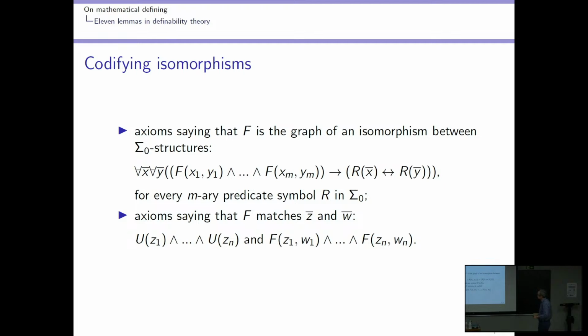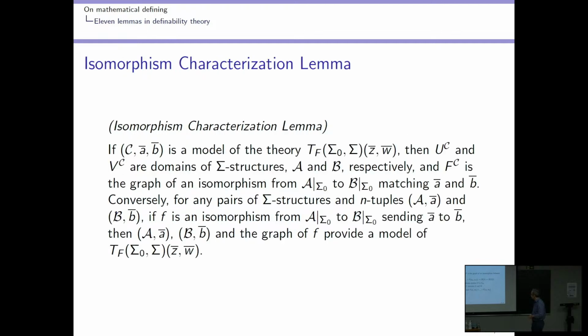And moreover, axioms saying that F matches Z bar and W bar. So it may be useful to have this. So we have here axioms saying that the Z bar elements are in the domain, and axioms saying that Z bar maps to W bar. Nothing very hard. So we have this lemma, exercise 4, for the end of the class. Yeah, for tomorrow, you can bring it to me.